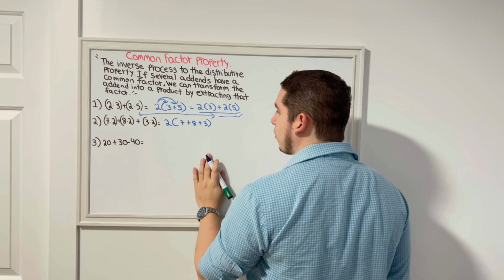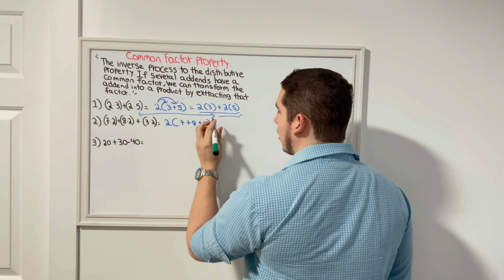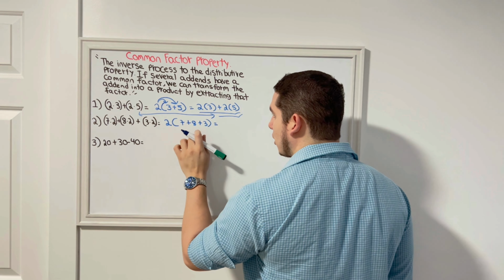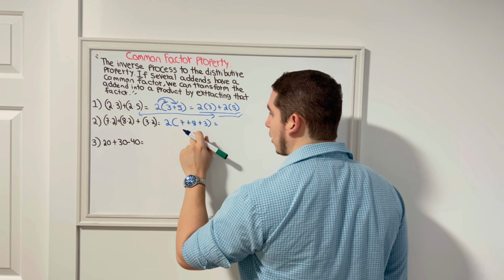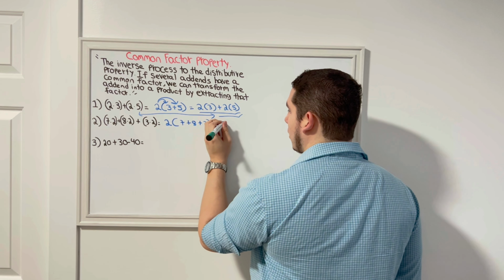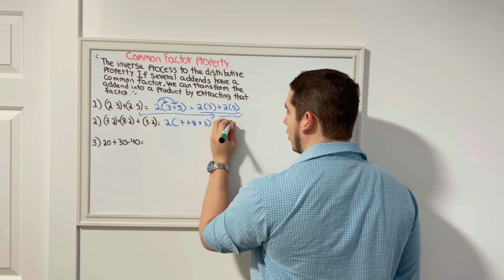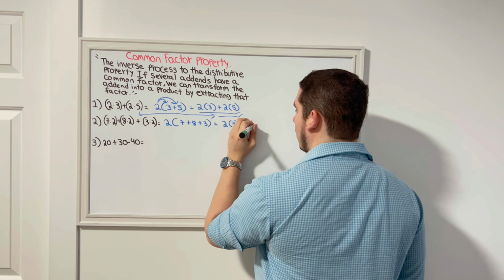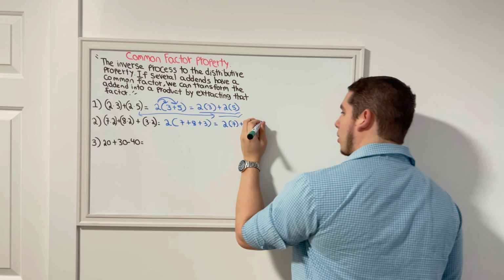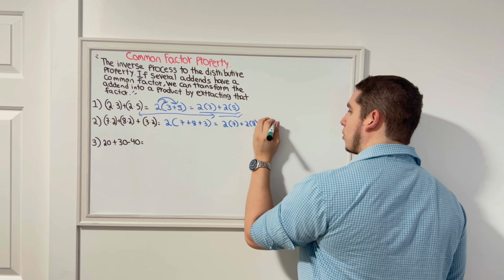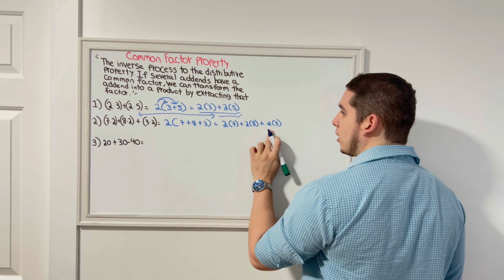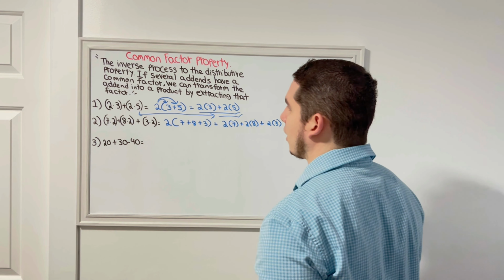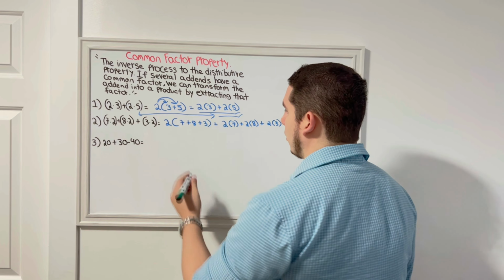If you want to verify again if this is correct, then we could just apply again the distributive property to see if this common factor property is correctly applied. So it's going to be 2 times 7 plus 2 times 8 plus 2 times 3. And this is the same as this. Therefore, the common factor property was correctly applied.